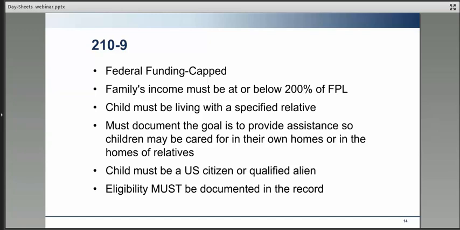The child must be a U.S. citizen or have qualified alien status that you can document. Either of those statuses must be documented and evidence has to be present in your record. And the eligibility has to be documented in the record. An auditor, if you have coded 9 to this service area, has to be able to find documentation of that eligibility. To that end, we have a specific MOE eligibility form, which I'm going to bring up here now.